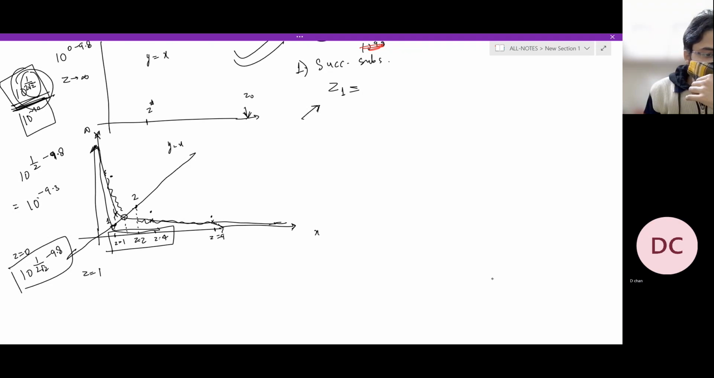So this shifts our initial guess even further towards the origin. Did you get this point? Yes, sir. Okay, if you got it, then it's perfect.